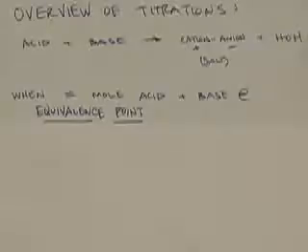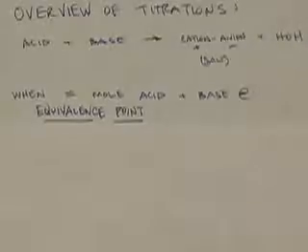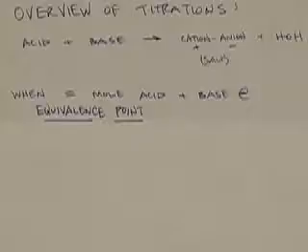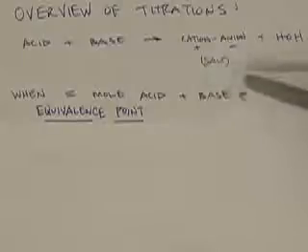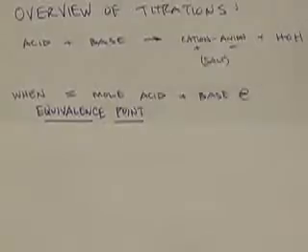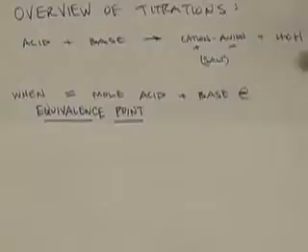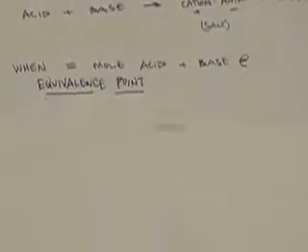When equal moles of acid and base have been added, you are at what's called the equivalence point of the titration. Equivalence point means there's equal moles of acid and equal moles of base. Equal moles does not necessarily mean you're at a particular pH, as we'll see in the sample problems.